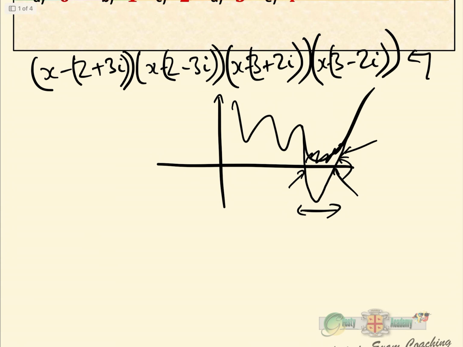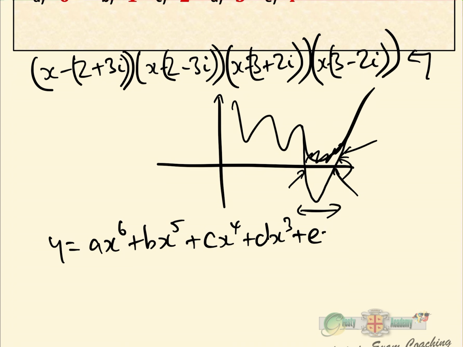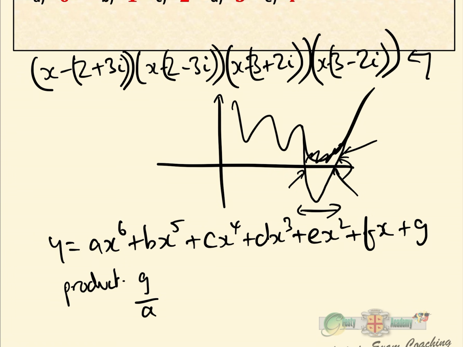Okay, so let's see what we're going to do. If we have a sextic y equals ax to the 6, add bx to the 5, add cx to the 4, add dx cubed, add ex squared, add fx, add g, well then the product of the roots is equal to g over a by Vieta's formula, and the sum of the roots is equal to minus b over a, again by Vieta's formula.